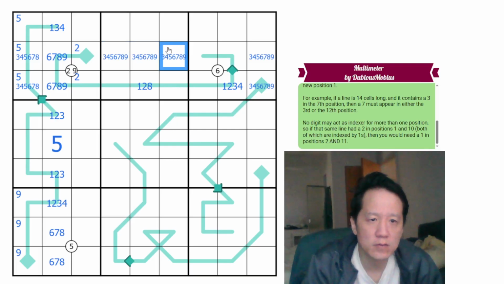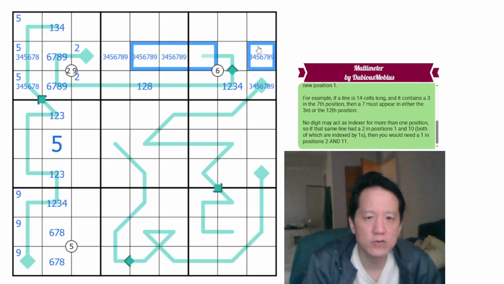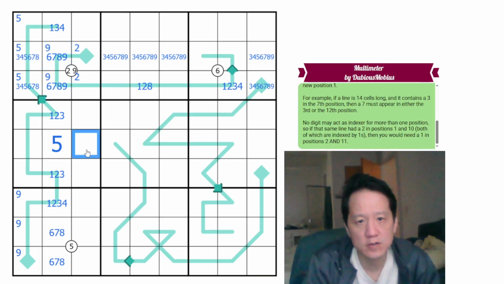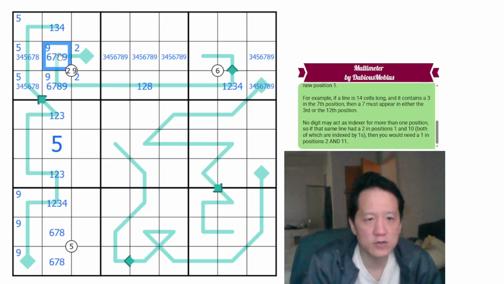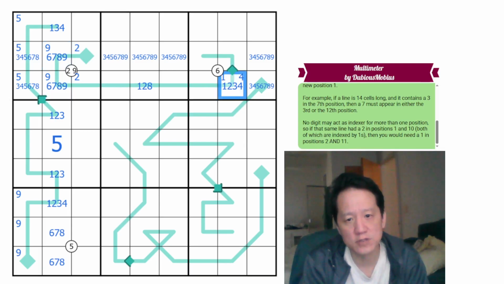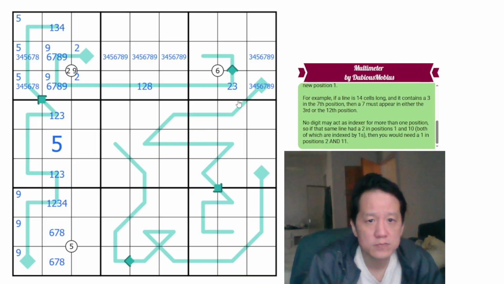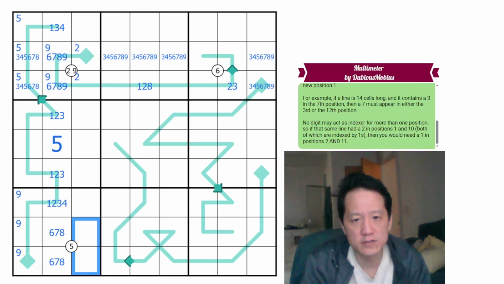Well, we don't quite have enough. This cannot be 9. Also, we know one of these 2 is a 9. Therefore, this can only be 2 or 3 here. So this is not 1 or 4. It's 2 or 3 here. Okay. Well, therefore, one of these is a 5 here.